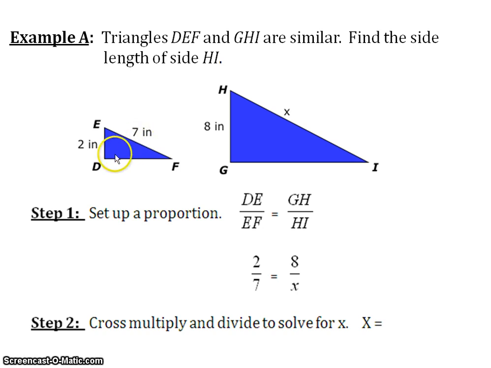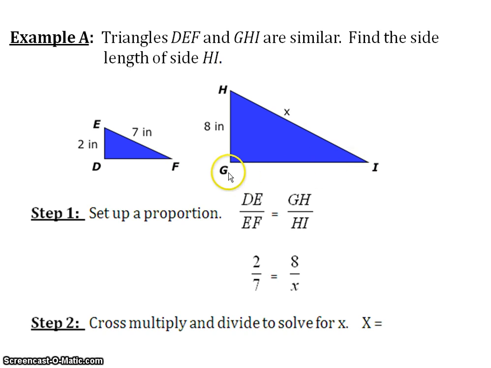The hypotenuse is the side of a right triangle that is directly across from the 90-degree angle. So directly across from the 90-degree angle is 7. That's our hypotenuse. So in step 1, we're setting up the short leg, 2 inches, over the hypotenuse of 7 inches, 2 to 7. We're going to set up a proportion with a similar triangle GHI.